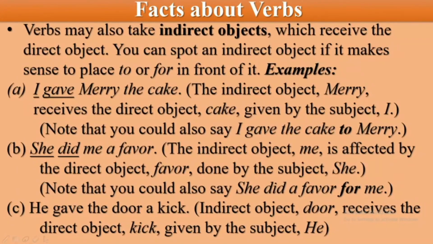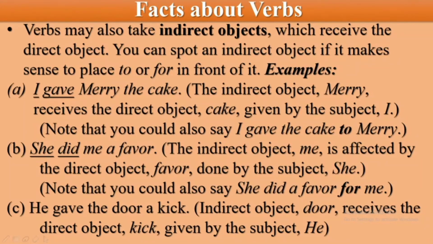Verbs may take an indirect object which receives the direct object. You can spot an indirect object if it makes sense to place to or for in front of it. Examples: I gave Mary the cake. The indirect object Mary receives the direct object cake given by the subject I. Note that you could also say I gave the cake to Mary.